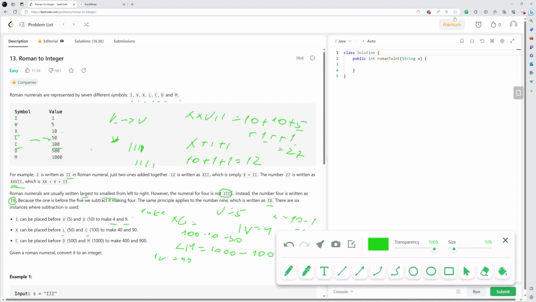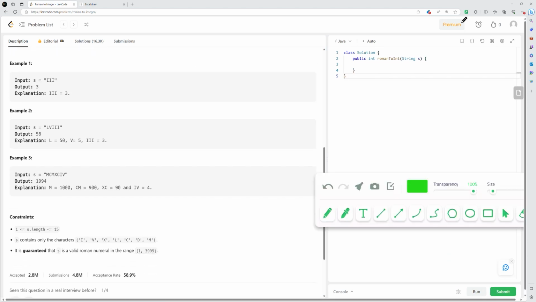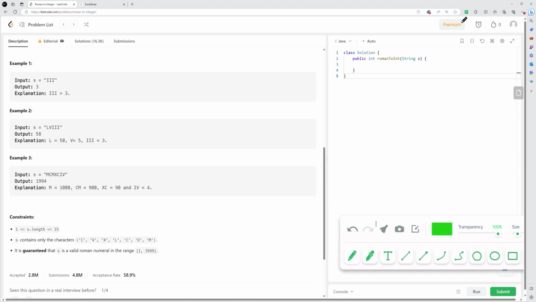Now we will go through some examples. Let's just clean the window. The first example is straightforward, just three I's, which equals 3. Then we have a more complex one. L maps to 50, V maps to 5, and we have one I, which is 1. So we have L, which is 50, plus V, which is 5, and then plus 1 plus 1 plus 1, which equals 58.